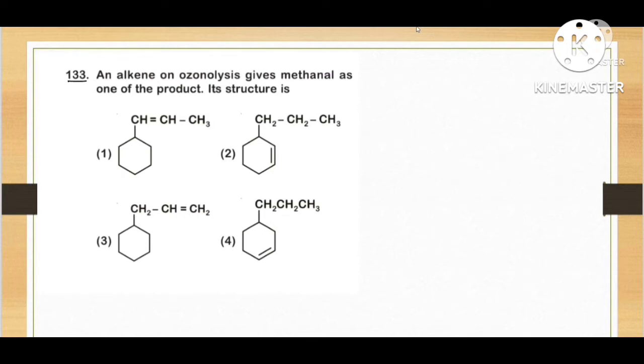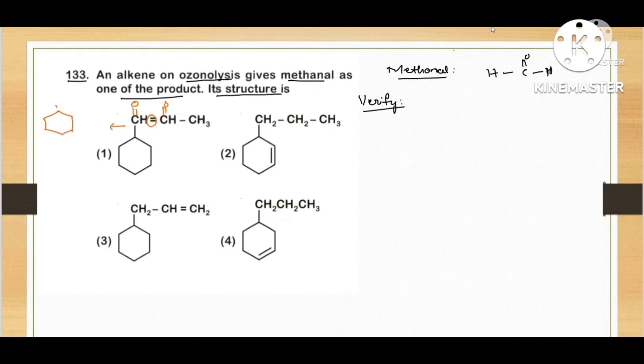Now let us discuss the 133 question. An alkene on ozonolysis gives methanal as one of the products. What is its structure? First of all, let us try to write the structure of methanal. Methanal means H bond C double bond O bond H. Here they are asking which of the 4 options on ozonolysis gives methanal as one of the products. Here I am explaining a simple trick for ozonolysis of an alkene: remove the double bond and add oxygen on both sides. Then it becomes C double bond O plus C double bond O bond H bond CH3. You simply remove the double bond and add oxygens on both sides. It will become this one.